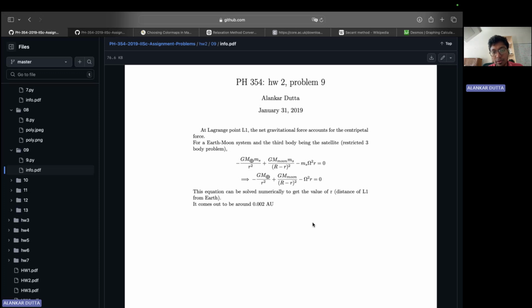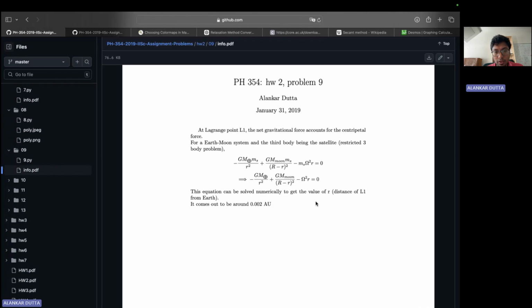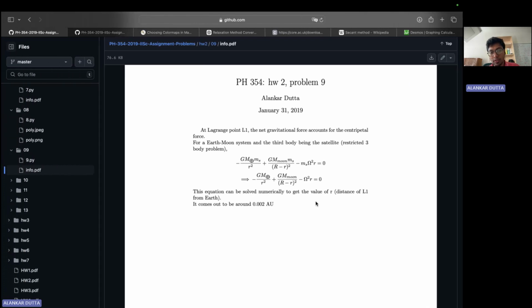If you try to solve this, you can cancel out the MS. And this is the equation that we are trying to solve, right? R is the radius of the Earth, and small r is what we are going to solve for. So r is the distance between the Earth and the satellite, and the distance between the moon and the satellite is capital R minus small r, where the uppercase R is the distance between the Earth and the moon, right?